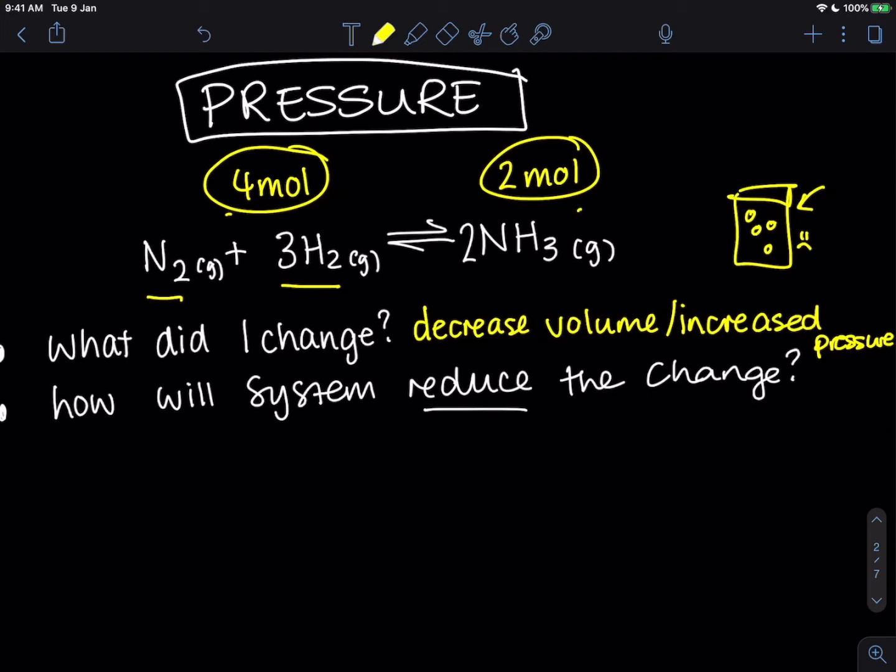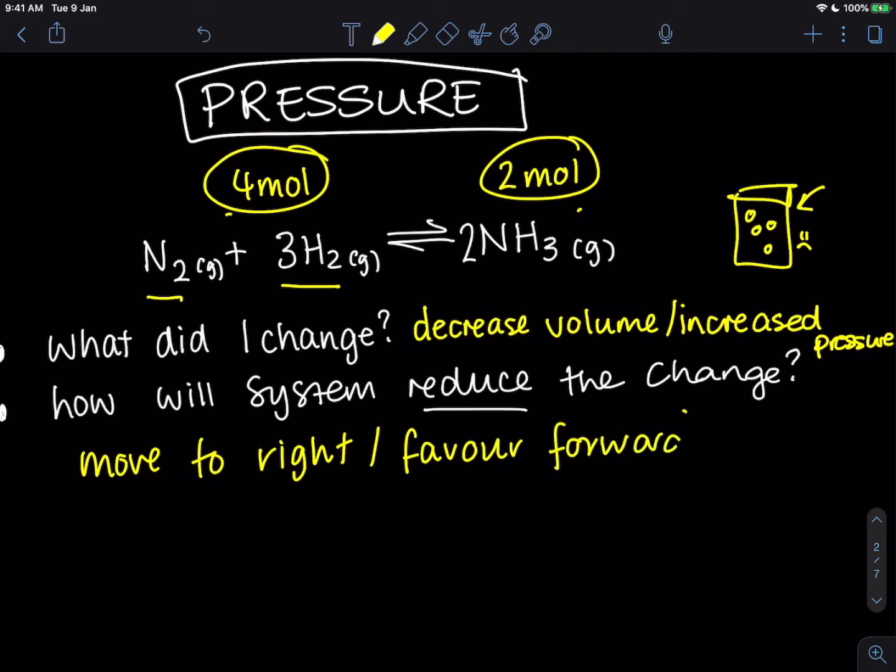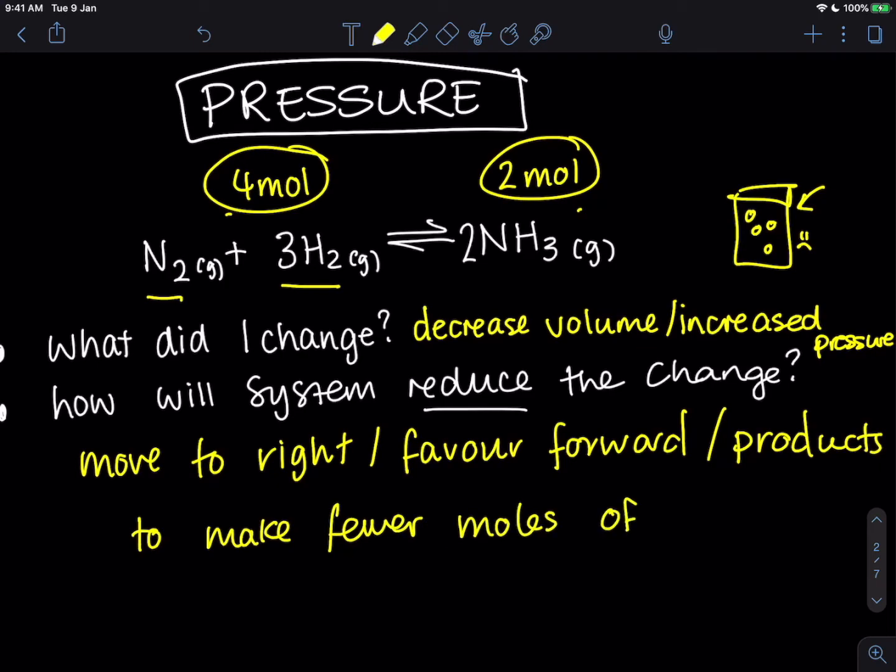So how will the system reduce the change? It will move to the right / favour forward reaction / favour products. It doesn't matter how you write this, as long as it's one of these 3. So move to the right, forward reaction is favoured, products are favoured. They all mean the same thing. Pick your favourite. In order to make fewer moles of gas and reduce the pressure. Hopefully that makes a bit of sense.